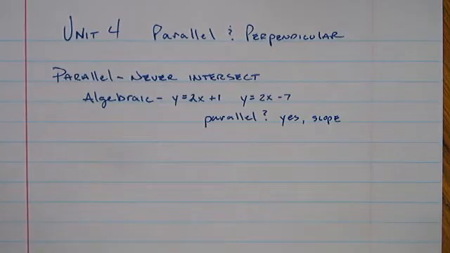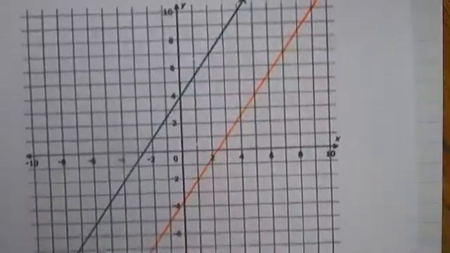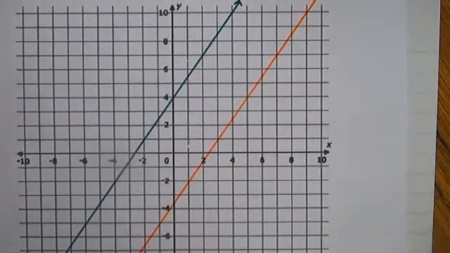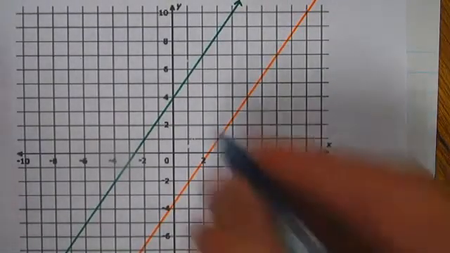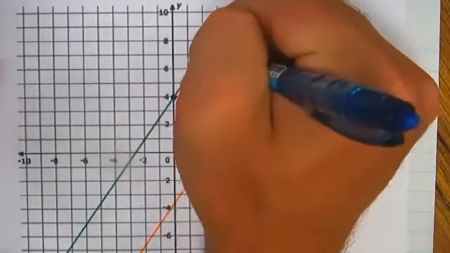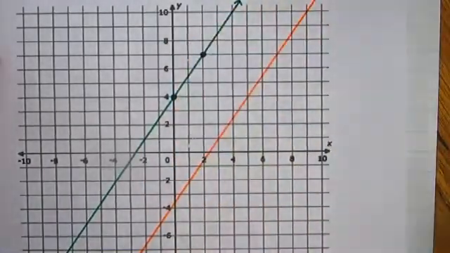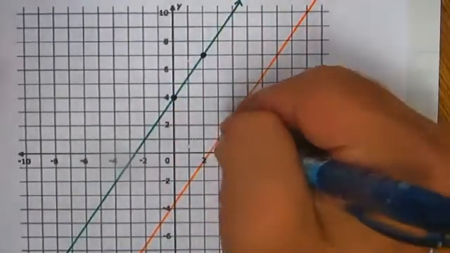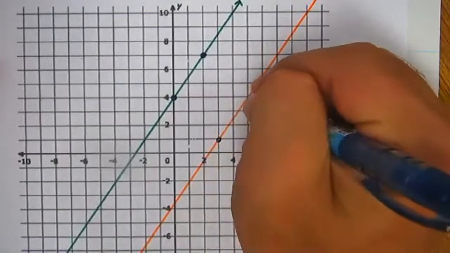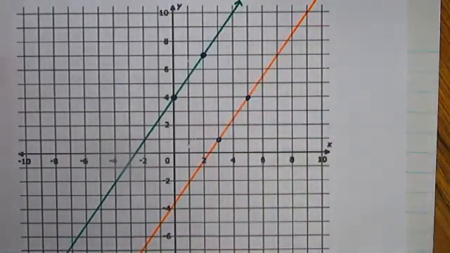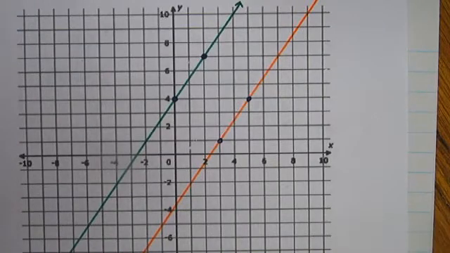Now, this is not a graph of these two lines. This is just a random parallel graph that I've drawn. And you'll notice, right? These two lines follow the same pattern. So this one goes up 3 over 2, right? And so does this line, up 3 over 2. Okay, so they are following the same trajectory, and therefore they are never going to intersect.